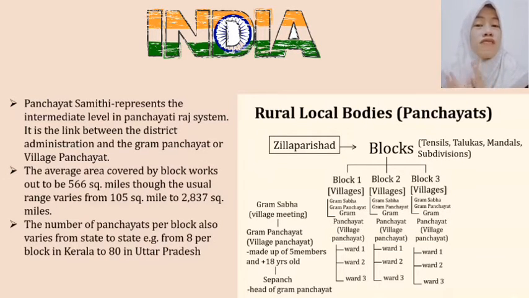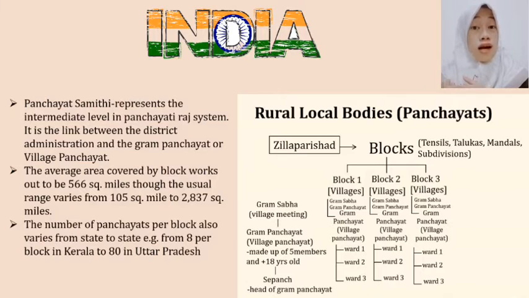The average area covered by a block works out to be 566 square miles, though the usual range varies from 105 square miles to 2,837 square miles. The number of panchayats per block also varies from state to state. For example, from 8 per block in Kerala to 80 in Uttar Pradesh.